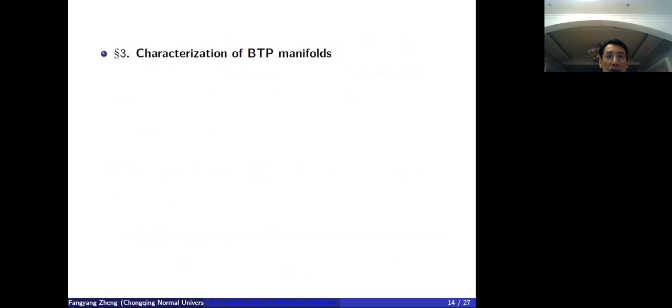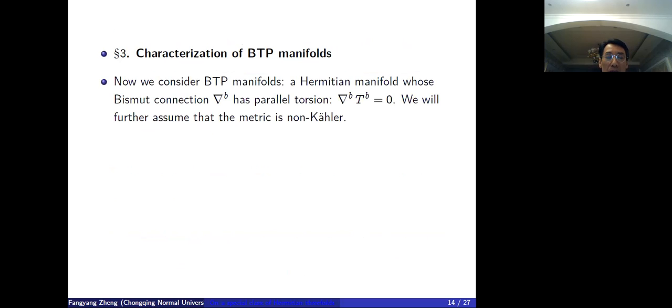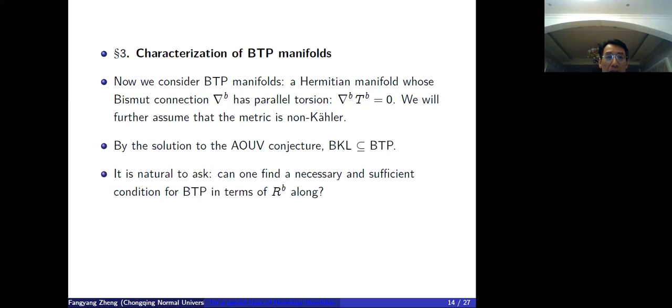Okay, so now let's move on to the BTP part. BTP is a considerably bigger set than BKL. The definition, as we mentioned before, is just torsion parallel. By this AOUV conjecture, BKL is a subset, but it is a proper subset, right? So the first question one would like to ask is, can you characterize the BTP condition just by the curvature? Because BKL is just defined by the symmetry of curvature, right?